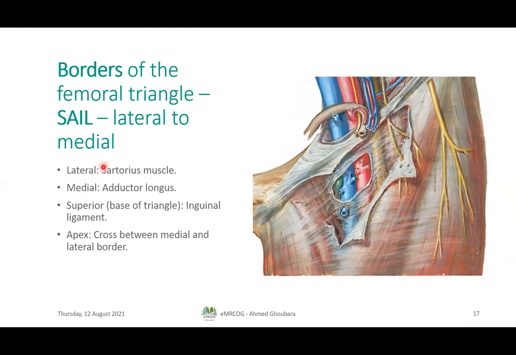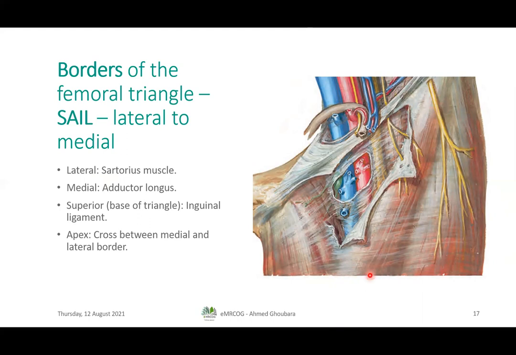So, femoral triangle, the borders, SAIL, S-A-I-L, from the lateral to medial. Okay, SAIL from the lateral to medial. What is SAIL? S, laterally, sartorius muscle. So, sartorius, this one. Okay, medially, adductor longus, this one. And superiorly will be the inguinal ligament, IL, inguinal ligament. So those are the borders of the femoral triangle, okay?